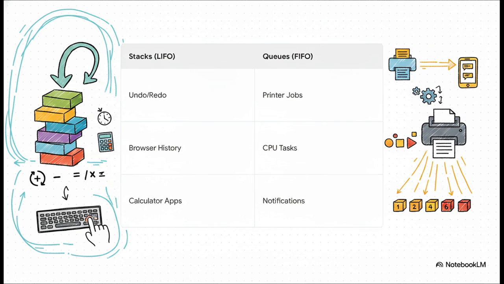Under stacks, we've got features that require reversing actions. When you hit undo, your computer is just popping the most recent action right off the top. The exact same thing goes for your web browser's back button or even a calculator app figuring out the order of operations in a really complex math equation.